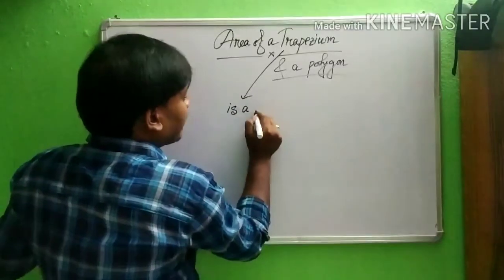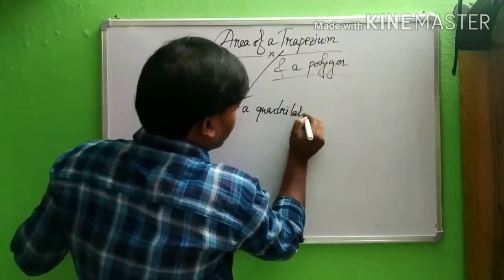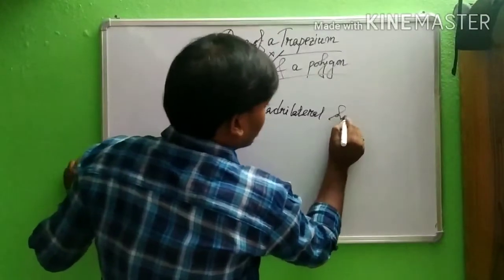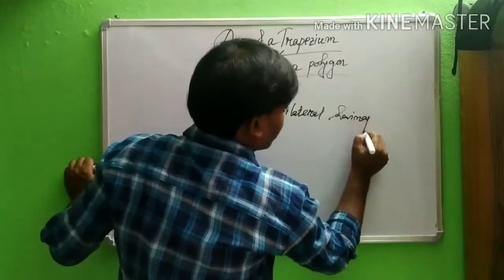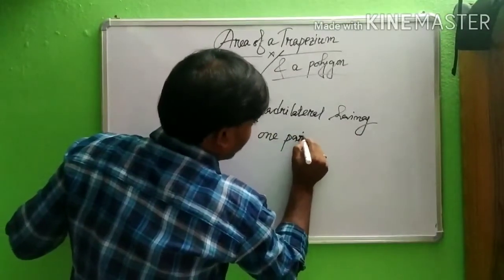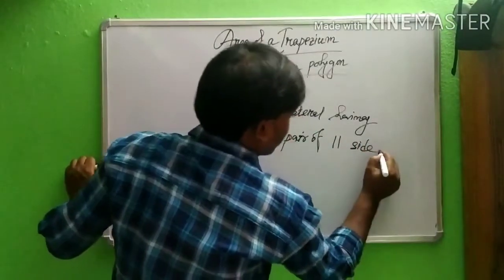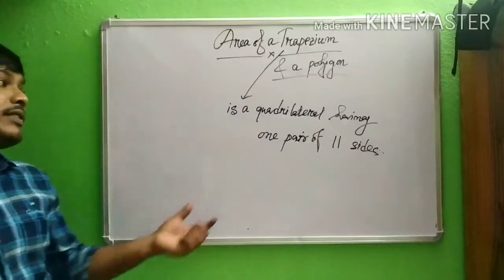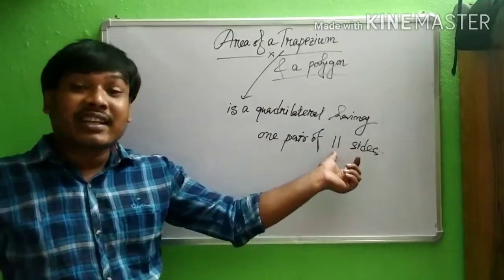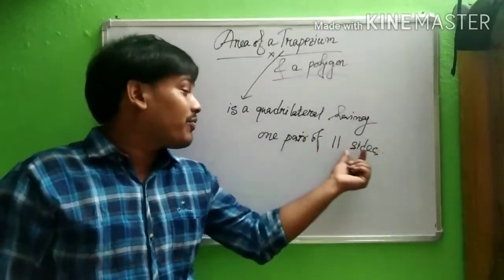Trapezium is a quadrilateral having one pair of parallel sides. Okay, so what is trapezium? Trapezium is a quadrilateral having one pair of parallel sides. This is the symbol of parallel. So one pair of parallel sides.